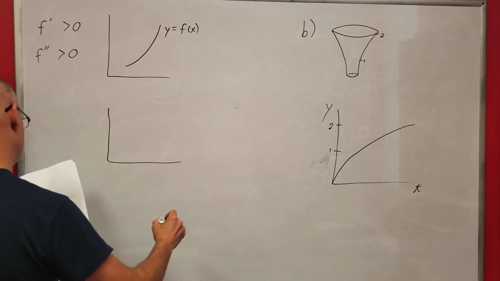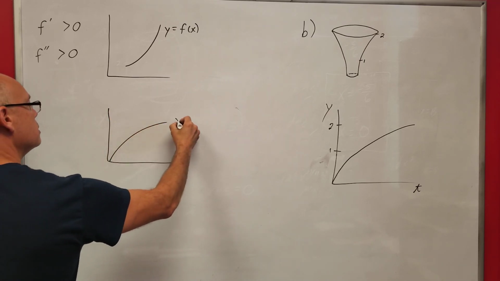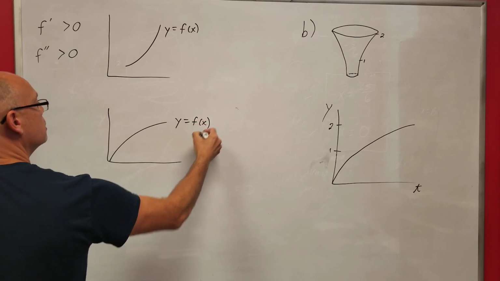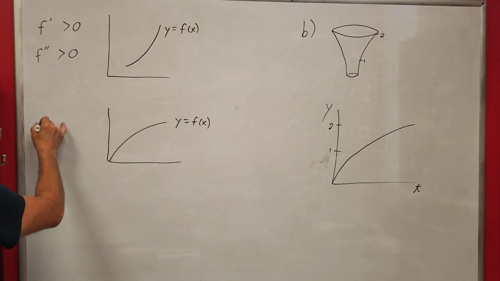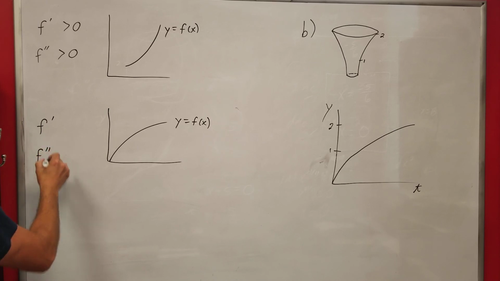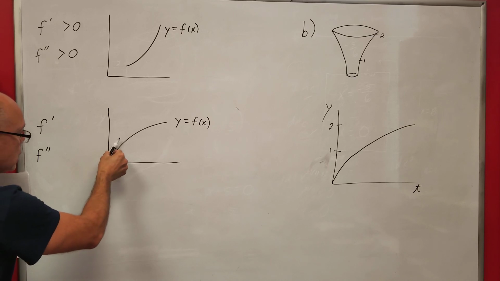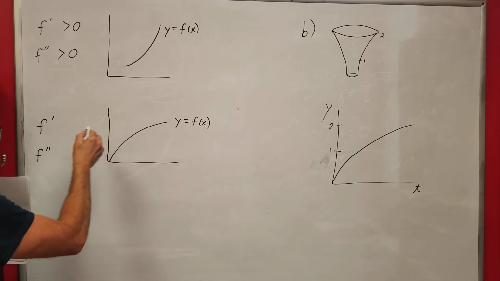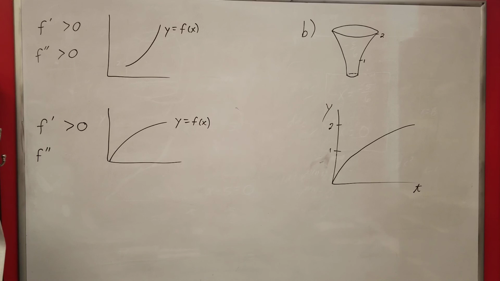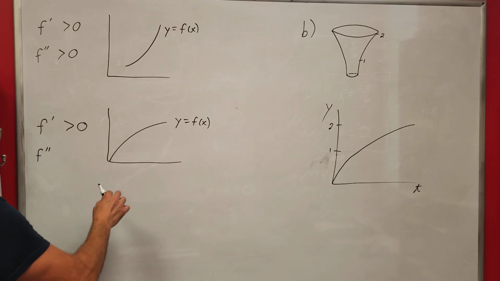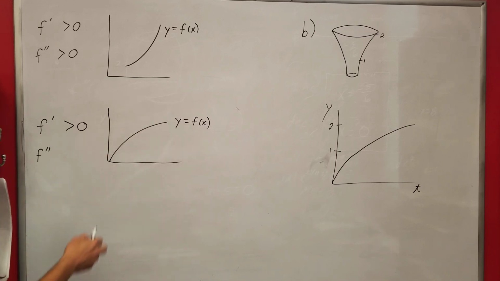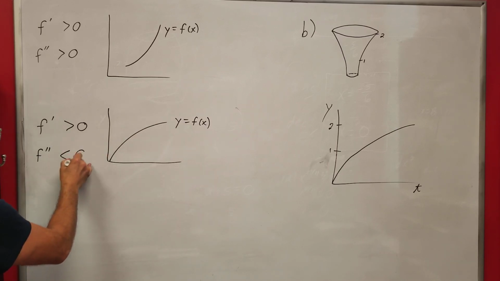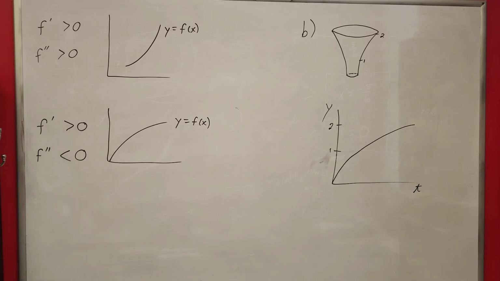How about if I look at a graph of something like this? Let's look at f prime and f double prime and figure out if they're greater than or less than 0. F prime is the slopes of my tangent line. The slopes of my tangent line are all positive, so I'm going to say that's greater than 0. How about f double prime? That's the concavity, which is down, so that should be negative or less than 0. All right, we're going to look more at that later on in chapter 4.